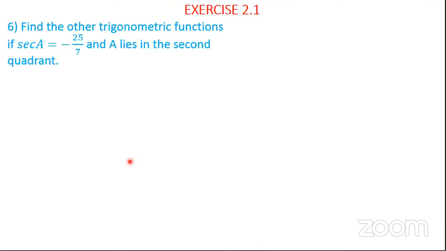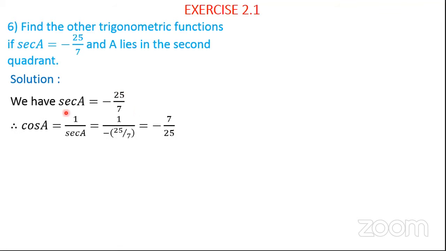Next example, find the other trigonometric functions if sec A is minus 25 by 7 and A lies in the second quadrant. That means here out of 6 trigonometric functions, only one is given, which is sec A. Using this, we have to find the remaining trigonometric function values. Using that sec A, we can find cos A.